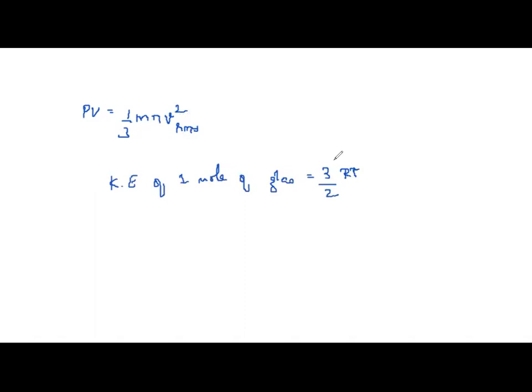Apart from that, kinetic energy is directly proportional to temperature. From this equation only we come to know what the root mean square velocity is, because we come across questions on this also. So root mean square velocity, you can denote it as VRMS, that is equal to root of 3PV by M.